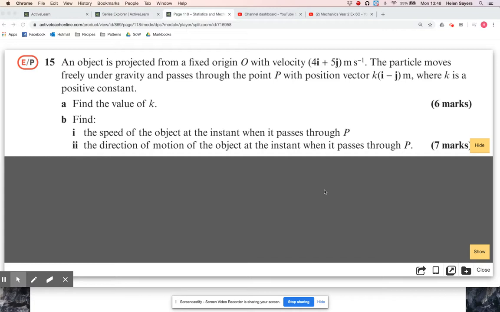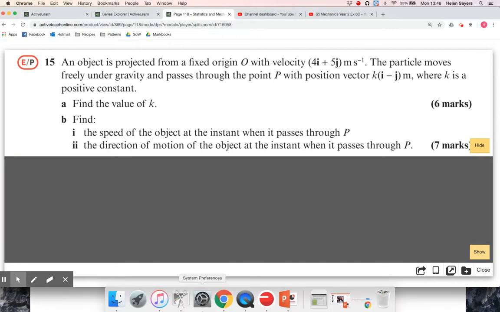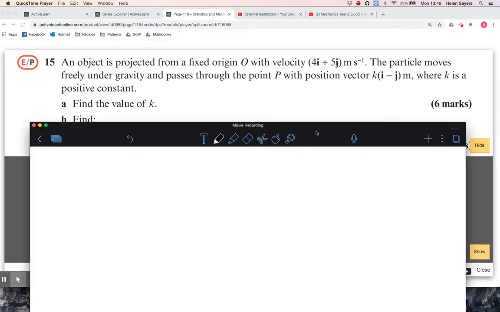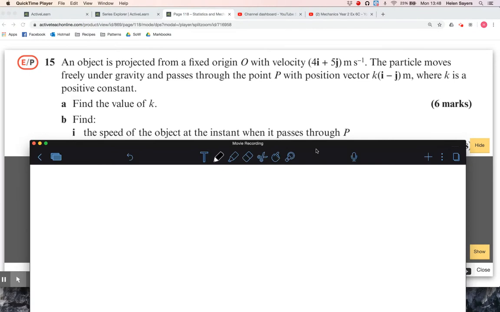Okay, we're looking at the second year Stats and Mechanics textbook, and we're on exercise 6C, which is from the projectiles chapter. Okay, so let's get my iPad up. We've got an object projected from a fixed origin with a velocity 4i plus 5j. So that means it's going 4 to the right and 5 up. So, quick sketch of that.